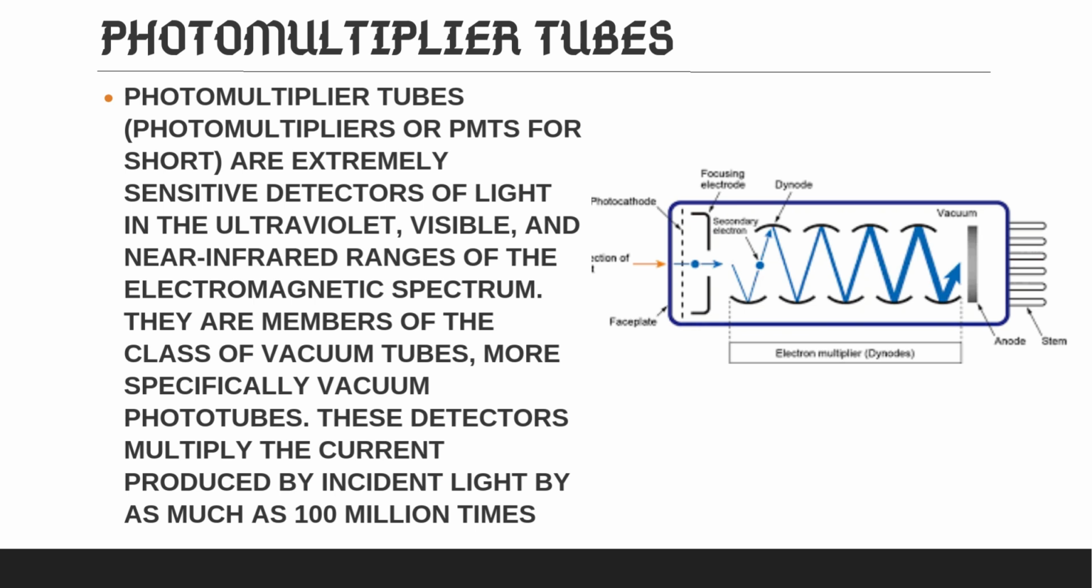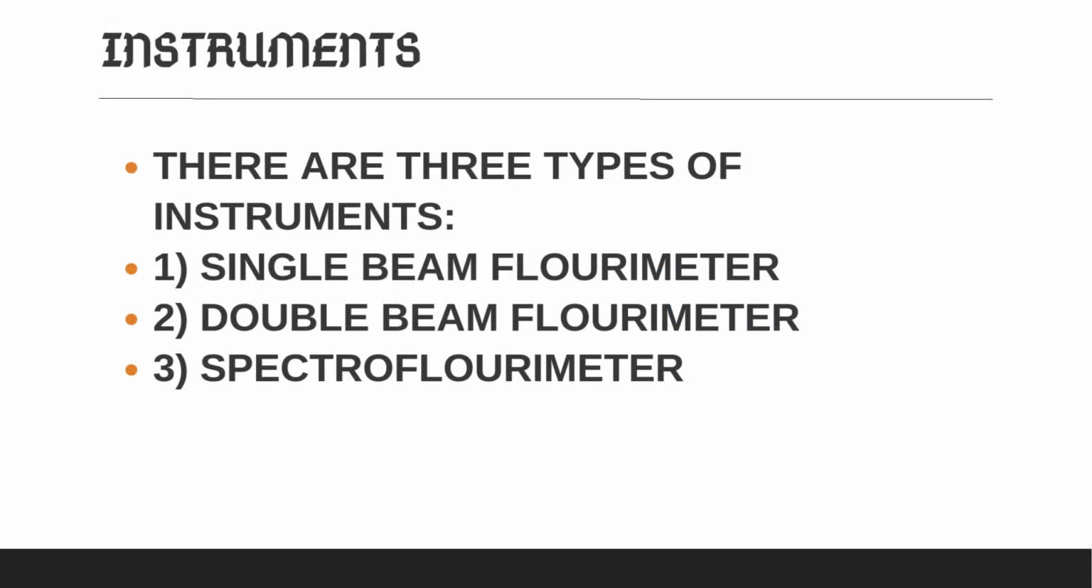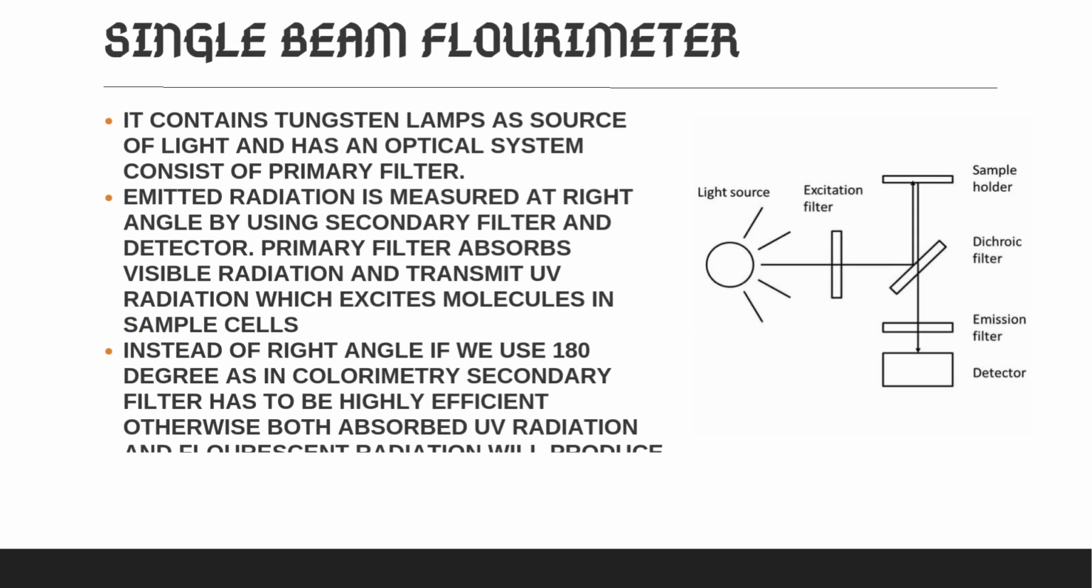These detectors multiply the current produced by incident light by as much as 100 million times. These detectors are sensitive. Then we have instruments. There are three types of instruments used for measurement of fluorescence: single beam fluorimeter, double beam fluorimeter, spectrofluorimeter.